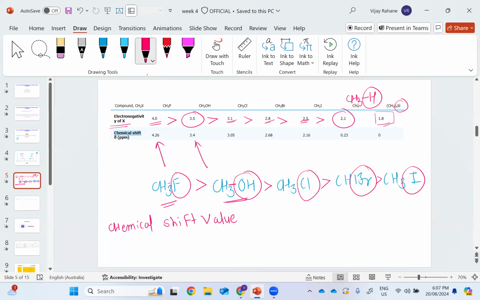Similarly, for methane and tetramethylsilane, the electronegativity value is again less than hydrogen, so the chemical shift value follows in this manner. In this way, you can solve any problem based on these concepts. There are some problems I saw in the assignment, and you can easily solve those based on this one.